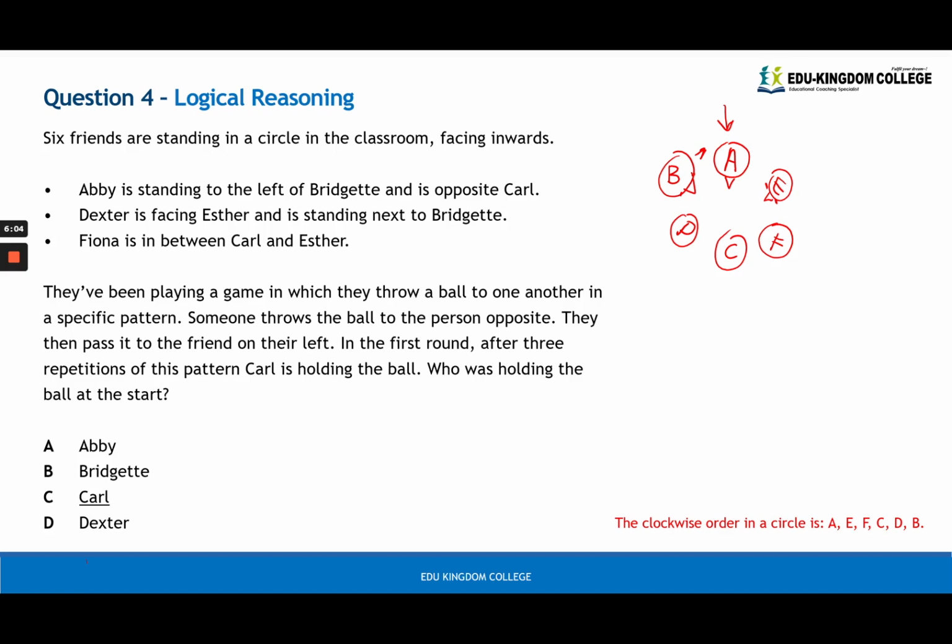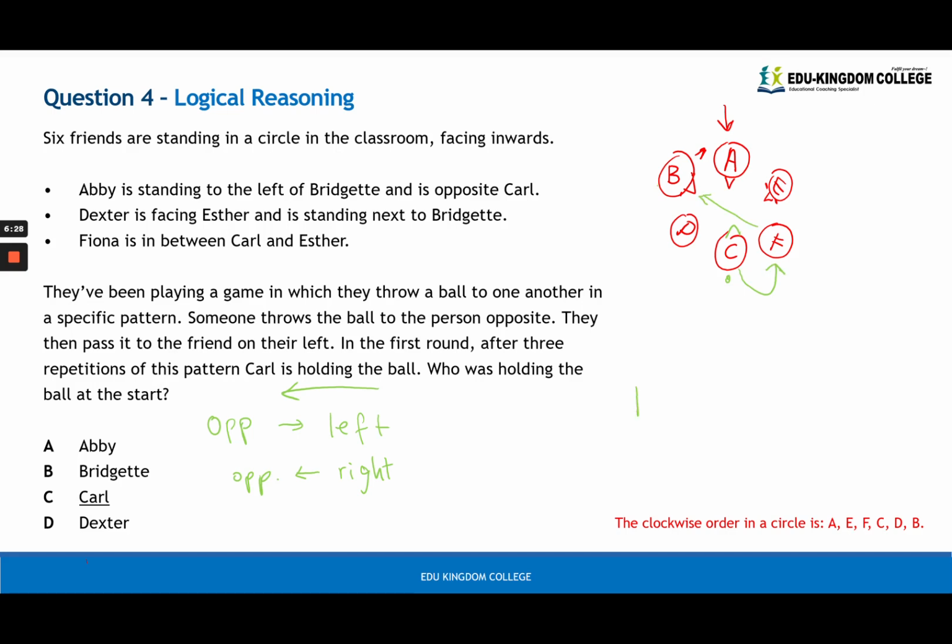Okay, so the pattern is opposite, then to the left. So if we want to go backwards, we're going to first throw to the right, trace back to the right, and then go opposite. We ended with Carl. So Carl's facing inwards. We're going to go to the right and then opposite. Now we're at Bridget. So that's 1.